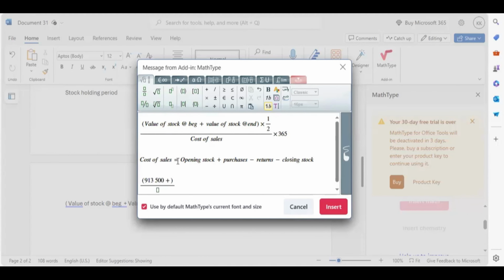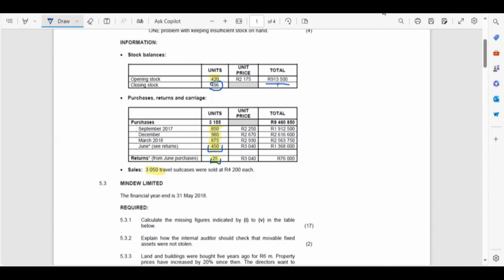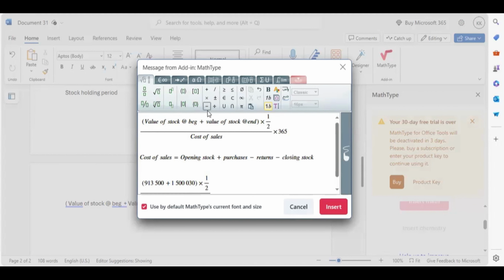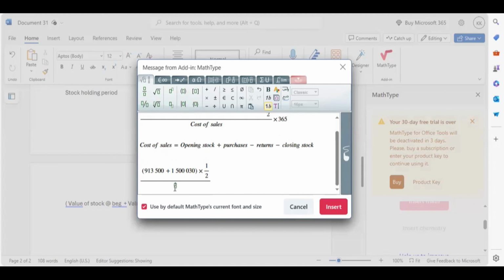913,500. Now, the value of my stock at the end of the year, of which I have the value of my closing stock at the end of the year, which I have calculated as 1,500,030, right? And these two, I'm going to need to multiply them by 1/2, right? Now, what about my cost of sales?